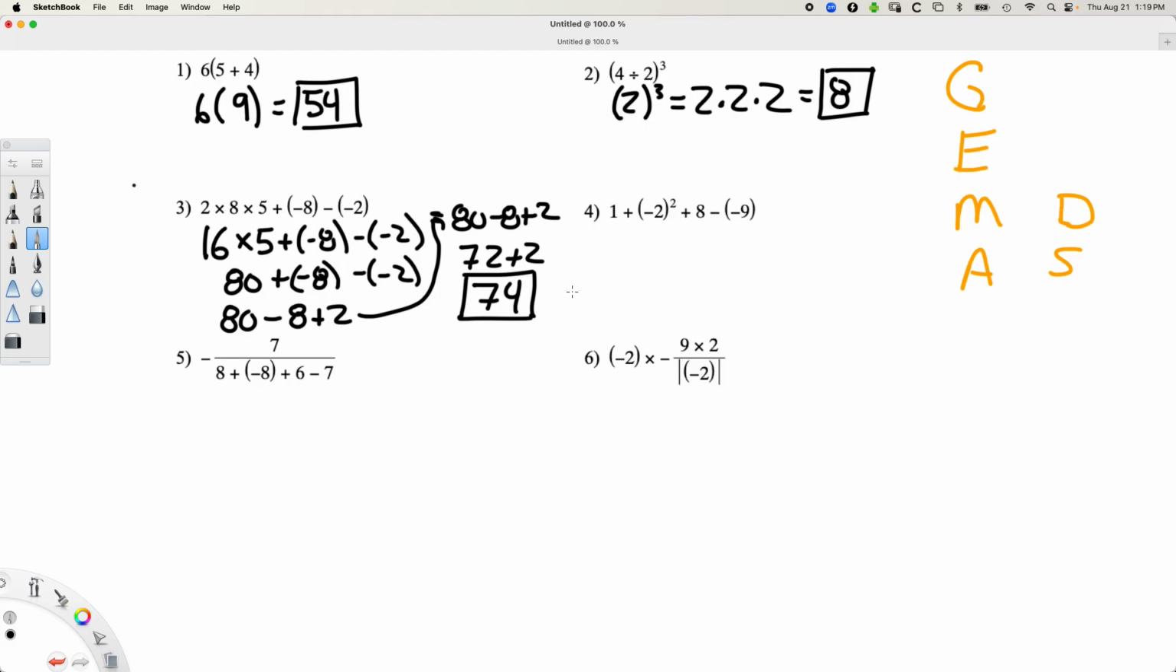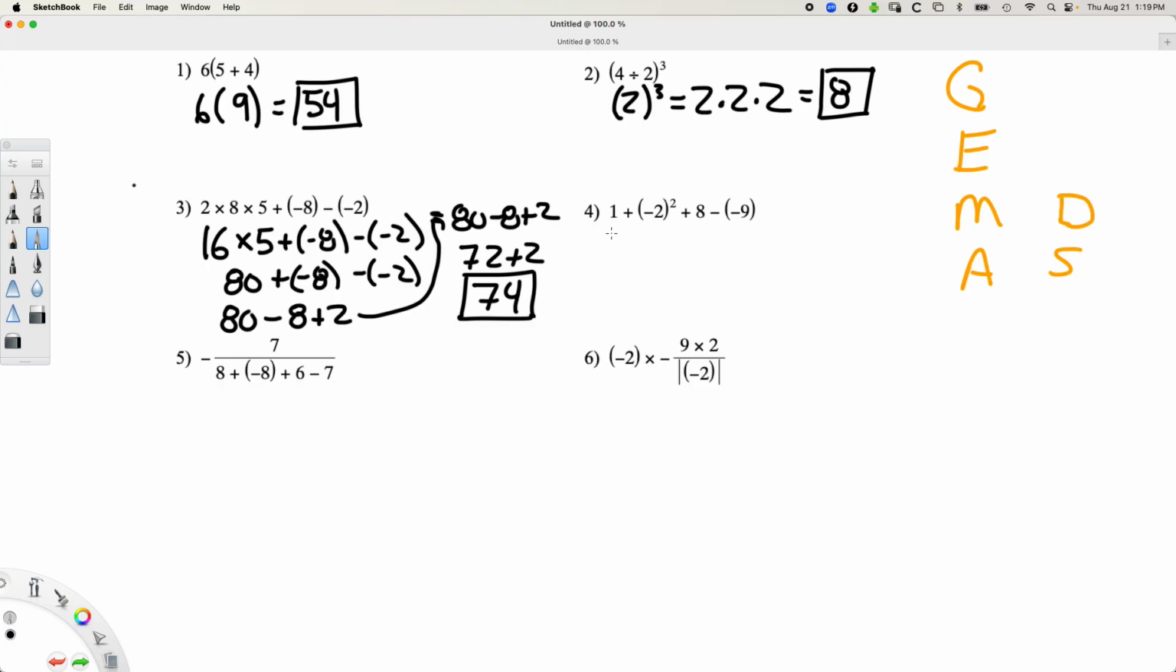Okay, let's take a look at number 4. Do I have any grouping? Well, again, I have this -9, -2, but those are just negative numbers in parentheses, so no grouping. Do I have any exponents? I do, right here. That's an exponent, so I'm going to do that one first.